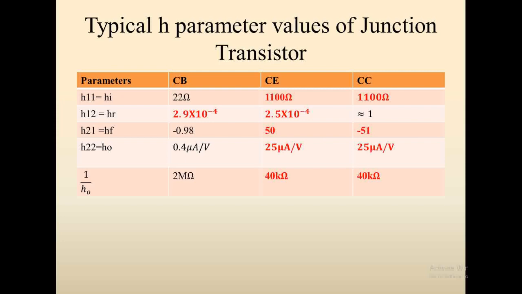It means in the common collector, the input voltage and output voltage are almost equal. That's why it is named as the buffer amplifier. H21 is Hf. In the common base, the forward current gain is 0.98. In the common emitter, it is 50. In the common collector, it is minus 51. H22 is the output admittance, noted as Ho. The output admittance for the common base is 0.4 microamps per volt. For the common emitter, 25 microamps per volt. Common collector is 25 microamps per volt.